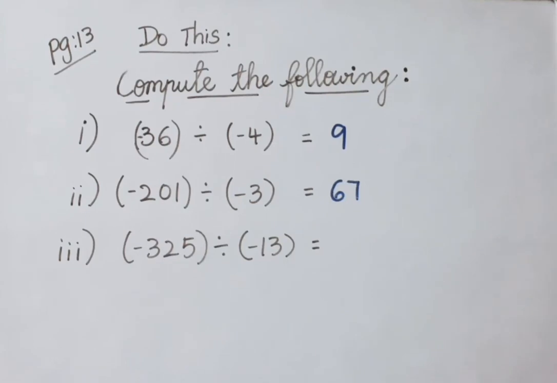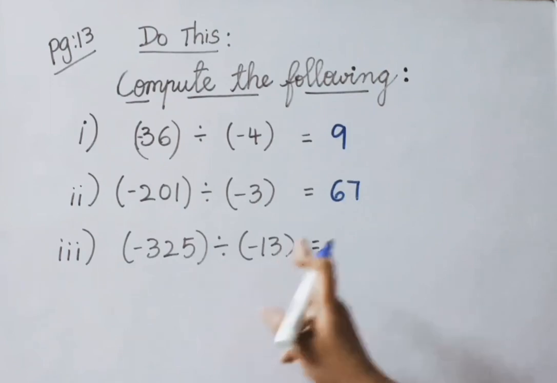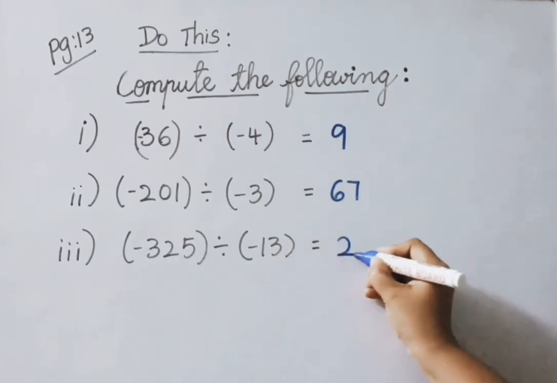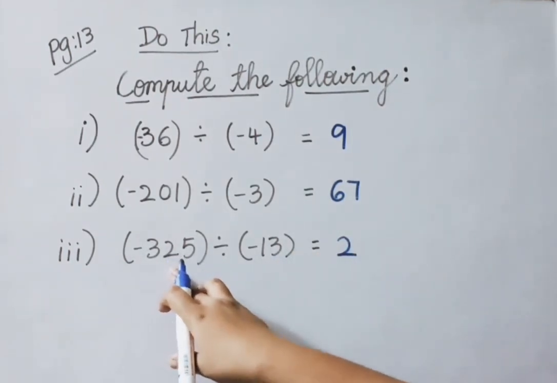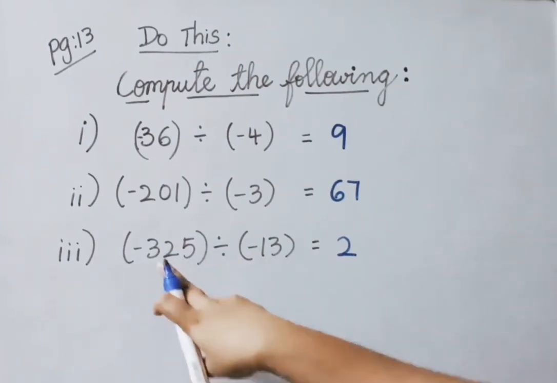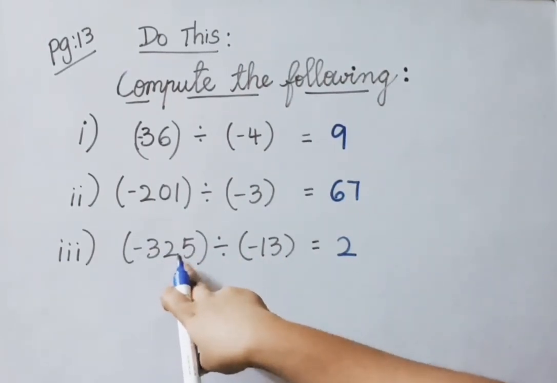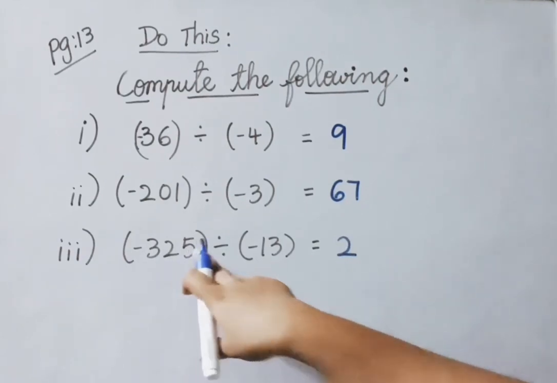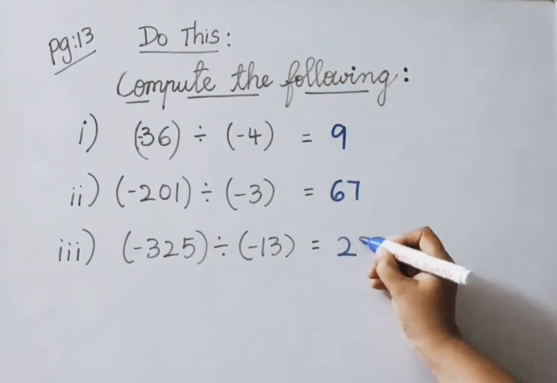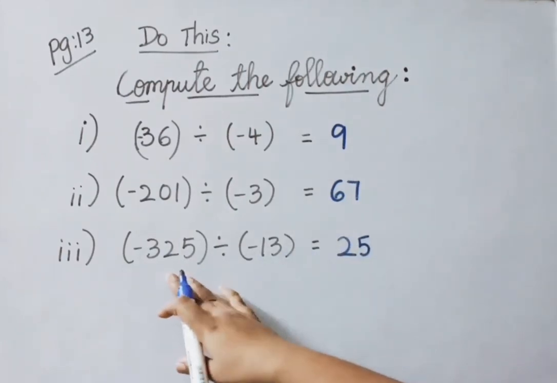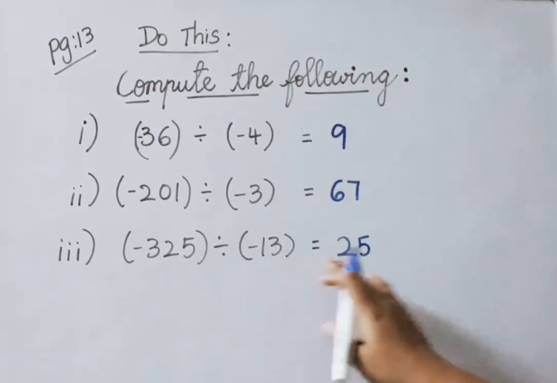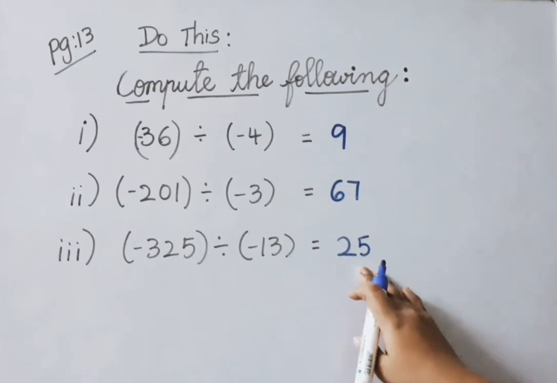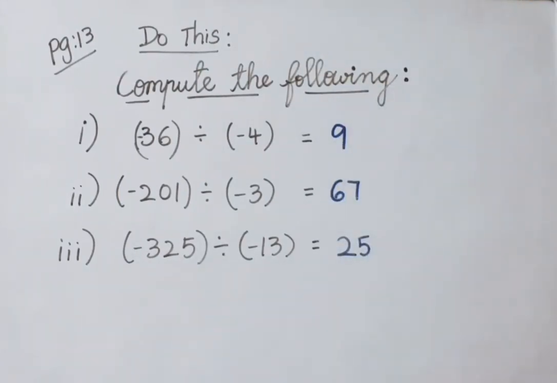See the next one, minus 325 divided by minus 13. So 13 table, 13 2s are 26. So first two digits we have checked. You will get a carry 6 now. Now the number is 65. 13 5s are 65. Write down here 5. So minus 325 divided by minus 13, you will get a quotient 25. So in all these examples, when a negative integer is divided by a negative integer, we got a positive integer as a quotient.